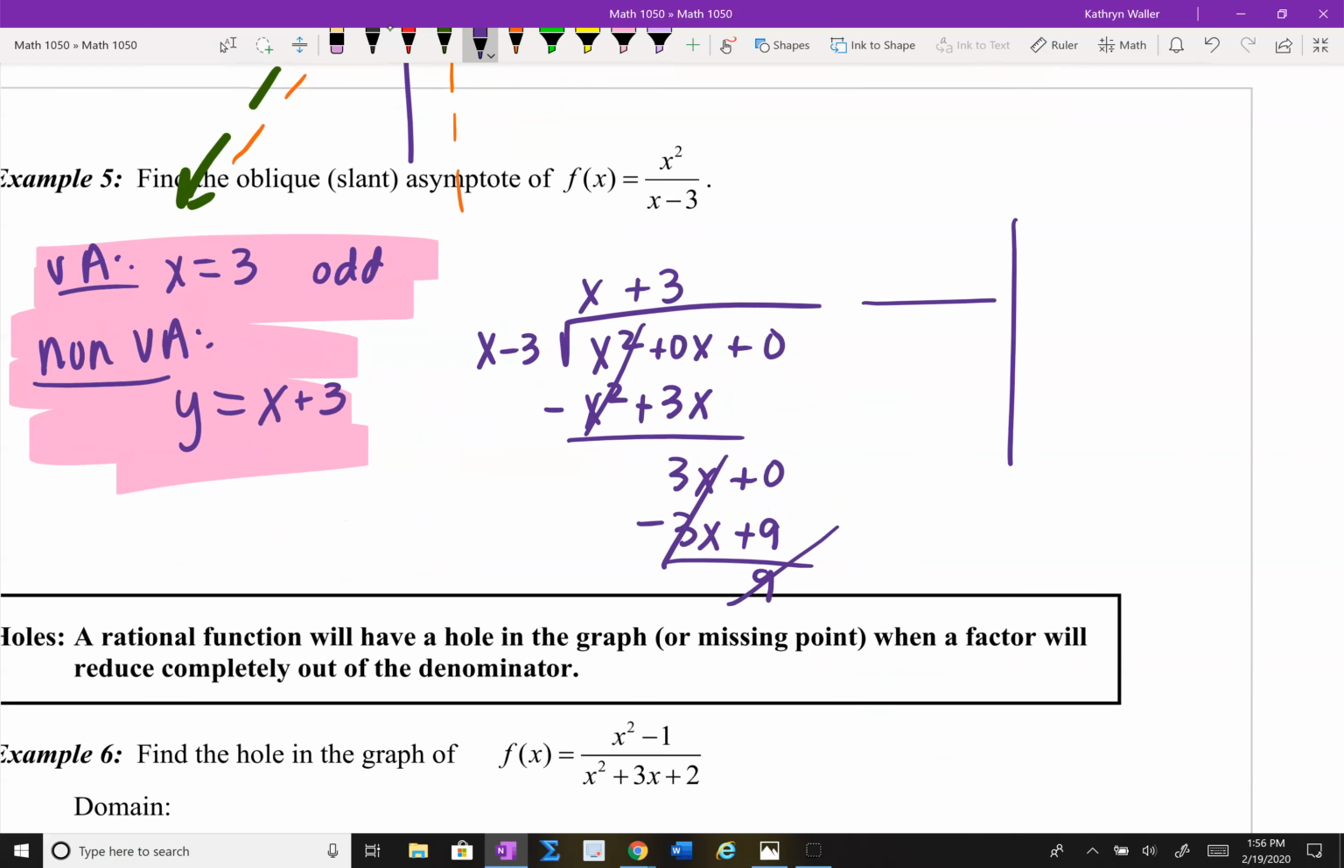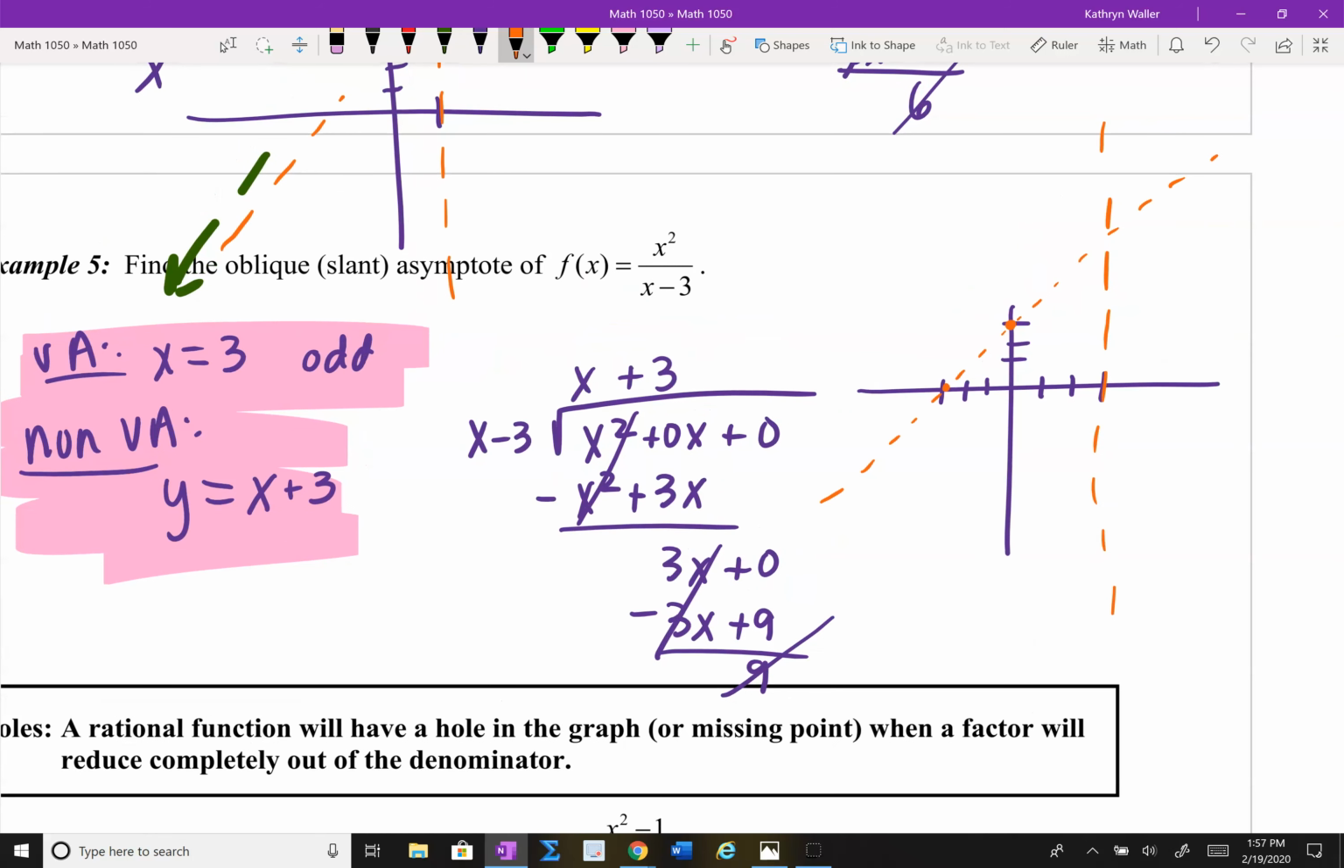Draw an xy axis. Everybody go to x equals 3. Dash in your line. Y equals x plus 3. Go up 3. Make a dot. Then I'm going to go up 1, right 1, up 1, right 1, up 1, right 1. I can also go down 1, left 1. Guys, I know it's going to hit the x-axis over there at a negative 3. So it's going to look something about like that.